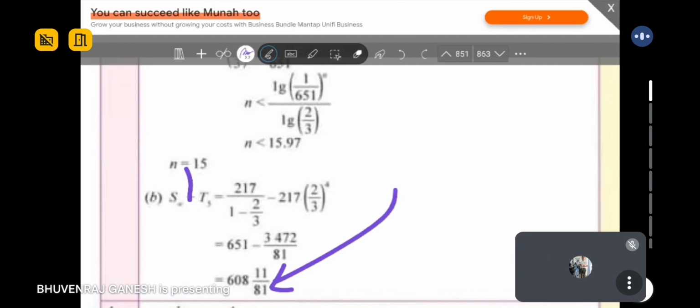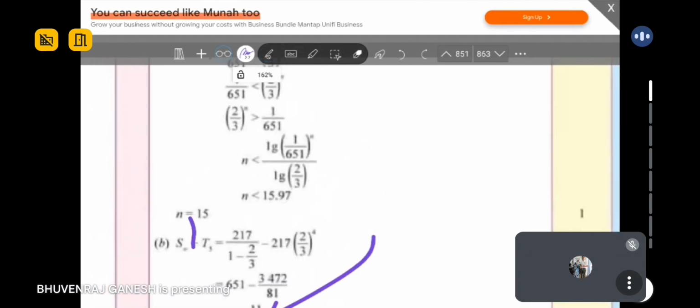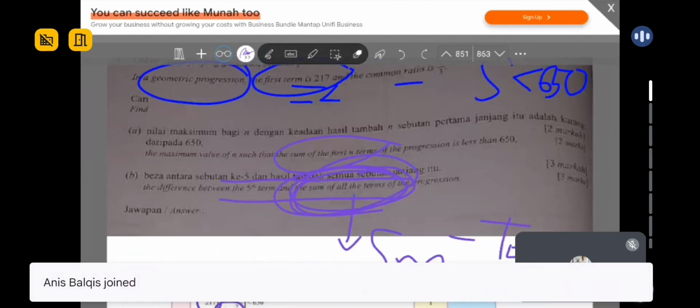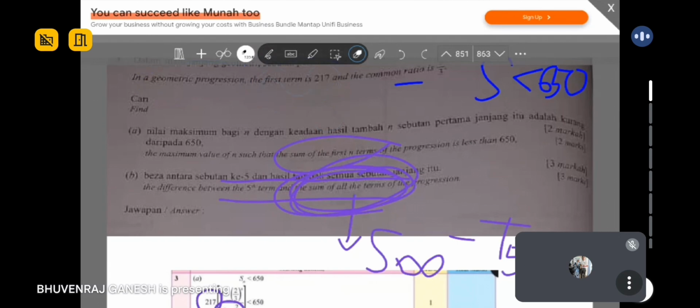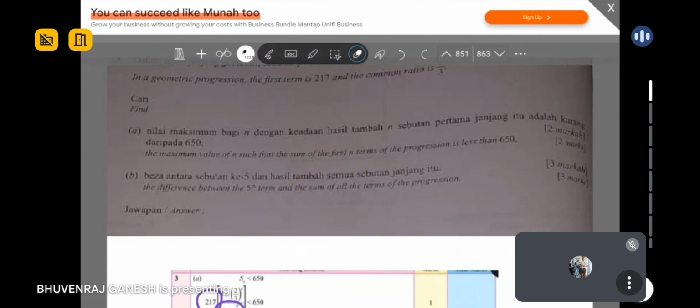Okay, so yeah. So guys, can you all score 5 marks for this third question? If you see in SPM, boleh kan? Not difficult, right? Okay, 5 marks this question. So yeah, this is number 3.